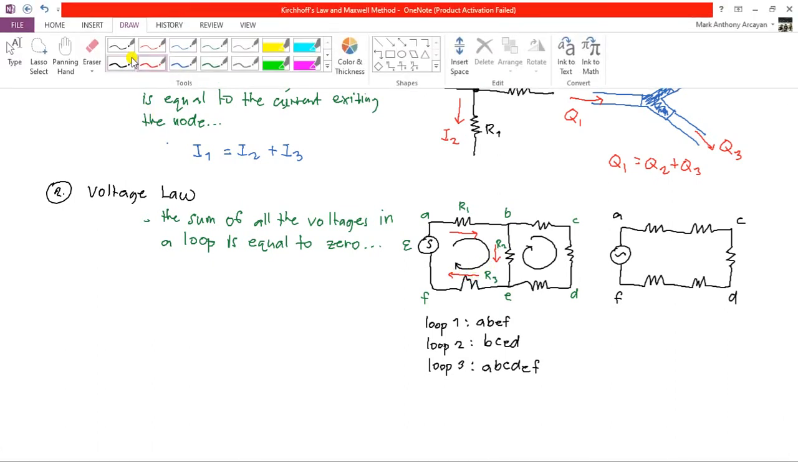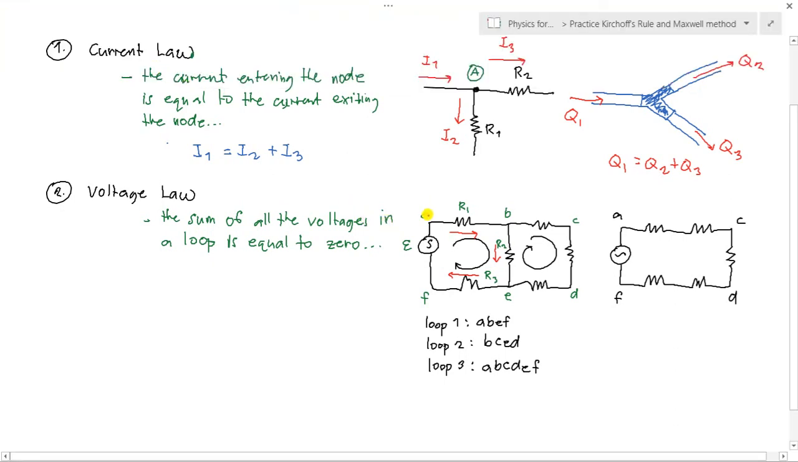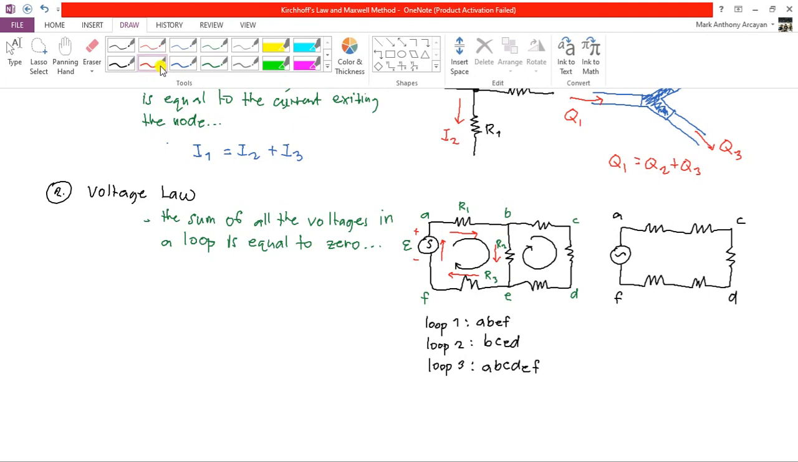Now, in analyzing the voltage in a certain loop, when you encounter a battery, or any power source, please indicate its sign. Locate where the positive terminal and the negative terminal are. Now, if the direction of the current that you assume goes from negative to positive, it means we have an increase in voltage. Take note of this so you don't make mistakes.